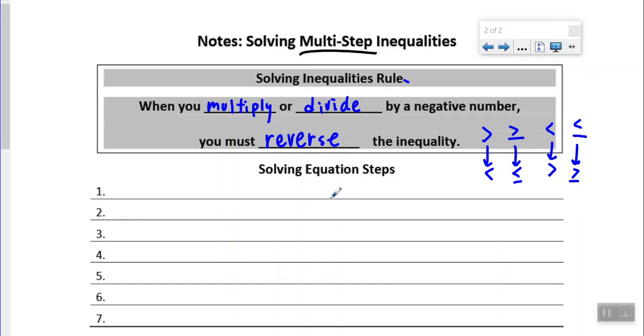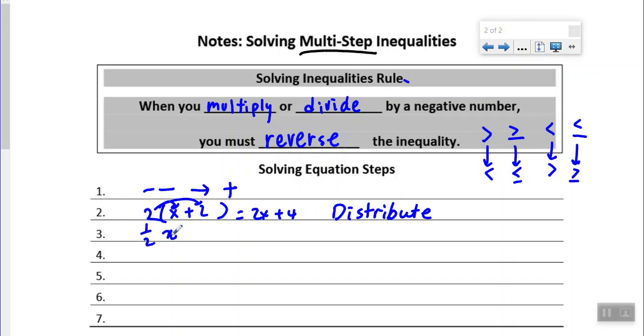So I'm gonna go over the steps for solving multi-step equations because it's very similar to solving multi-step inequalities. First, if you have a double negative, you have to change it to positive. If you have parentheses, you have to distribute. So this is 2x plus 4, right? This is called the distributive property.